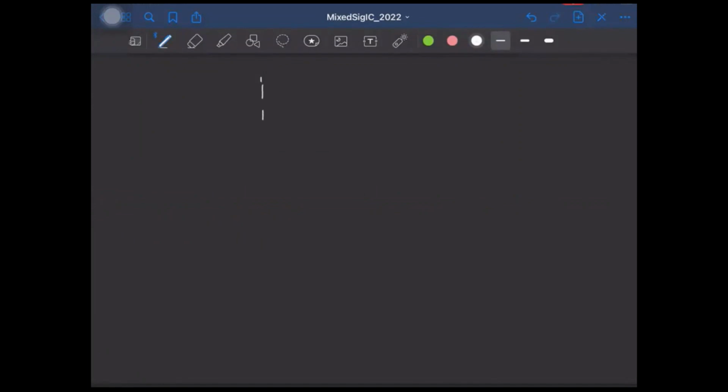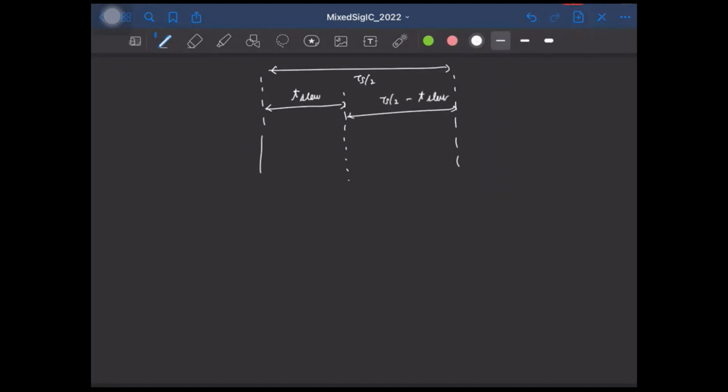So what is the option? Well, we make sure that we limit slewing to a fraction of the available period. So let's say this is the total available period of Ts by 2 for us. In this, let us say we allocate this much time for slewing. So this is my T slew. So the remaining period is Ts by 2 minus T slew.